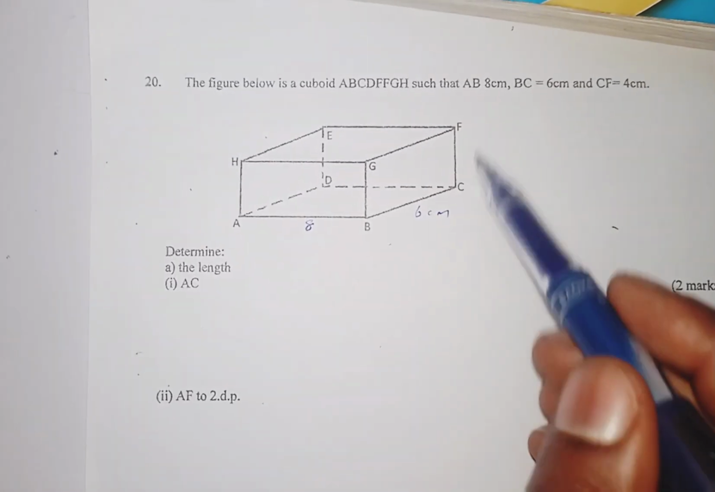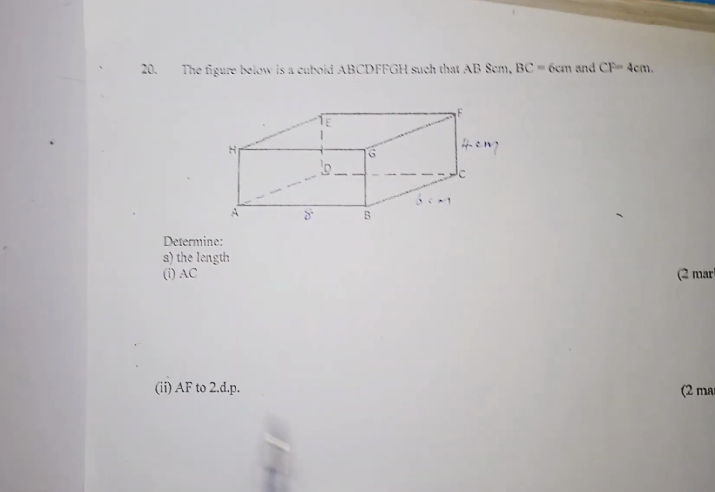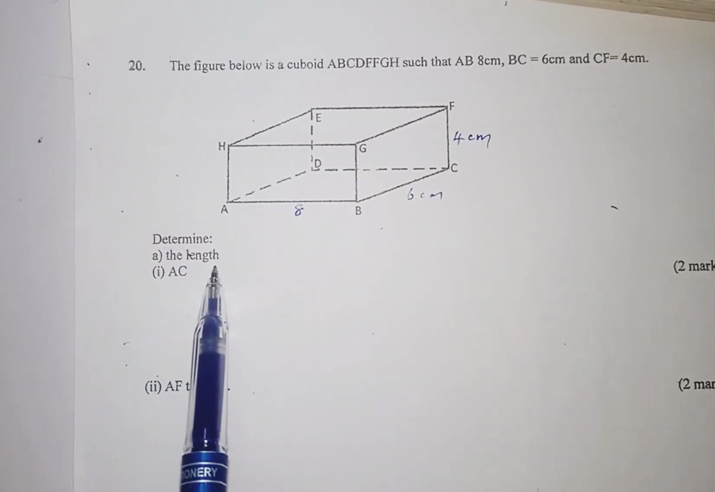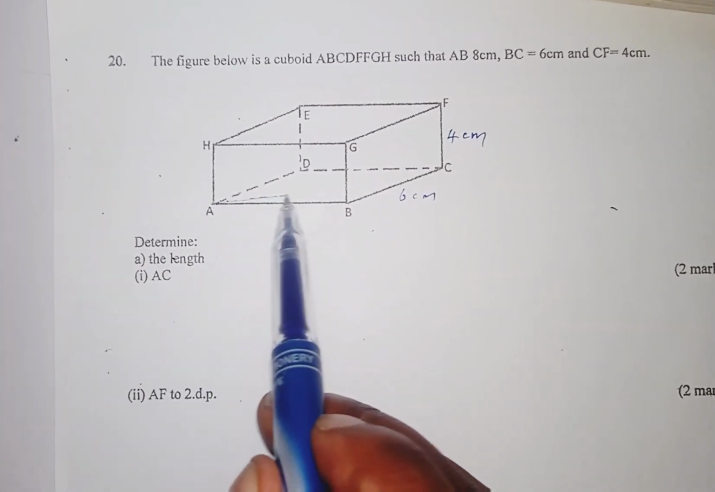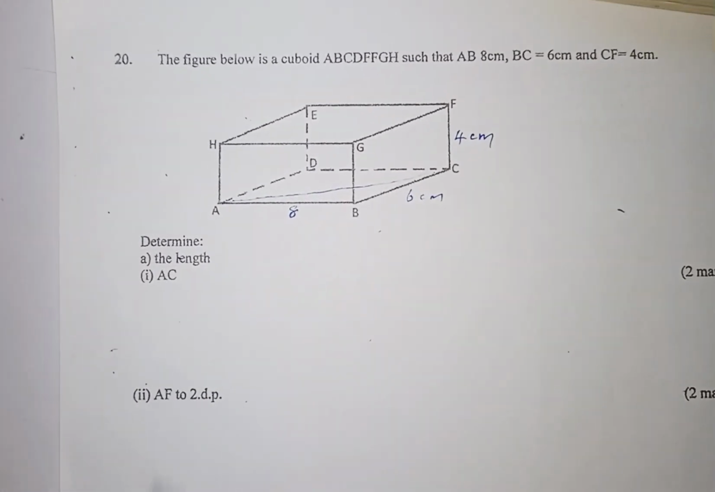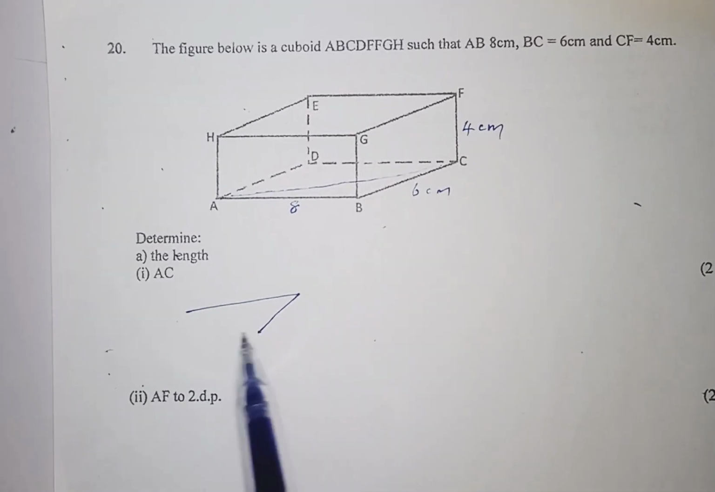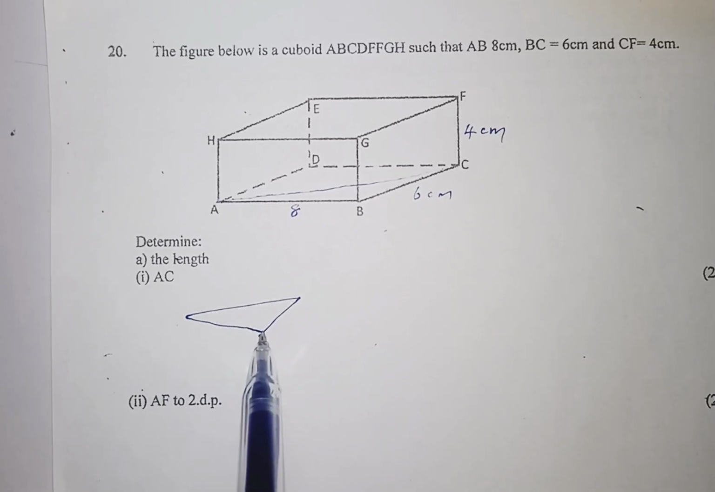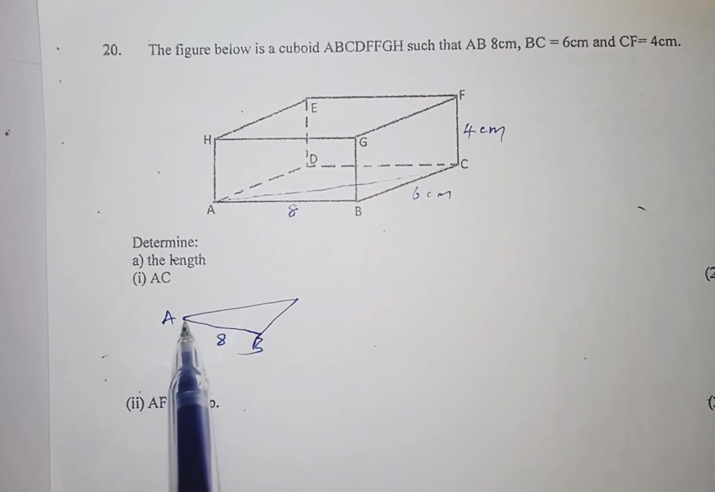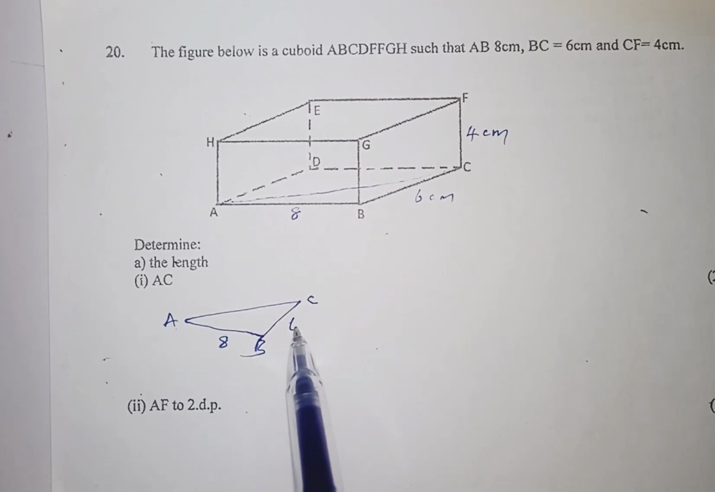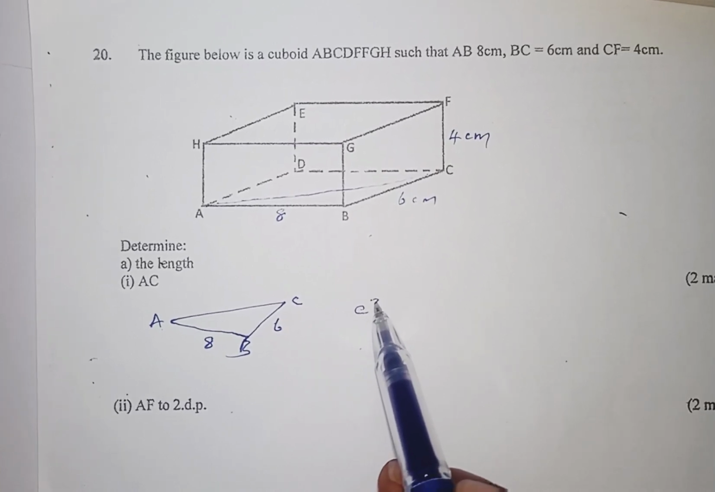So AC is actually the diagonal. So we apply Pythagoras theorem to solve AC. So AC is the hypotenuse in that triangle that is formed where at point B, that is where we have angle 90. So therefore, we just sketch the question there, and then we'll apply Pythagoras theorem.